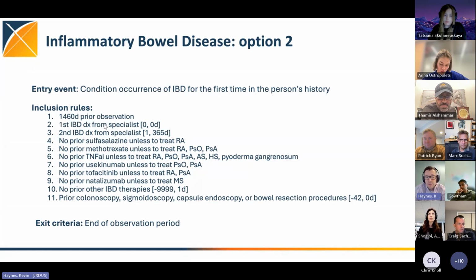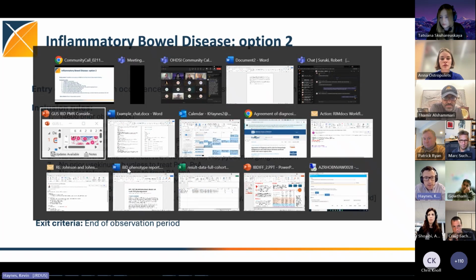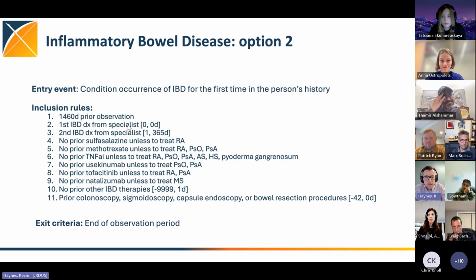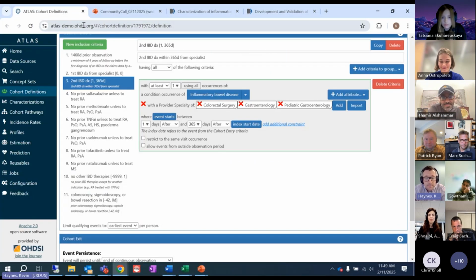And Jamie Weaver really helped us build this Atlas cohort. And you'll see right off the bat, 4 years of prior observation period of time to truly get at incidence. In many of our databases, this would make it very, very specific. And a first diagnosis from a specialist with another diagnosis from a specialist within a year. And then a variety of no prior therapies, except if they were used to treat other conditions, to truly define an individual that had incident IBD. And I can switch to our, oh boy, this is where I fail. Okay, our cohort definition, which we were able to put out into the public Atlas system.